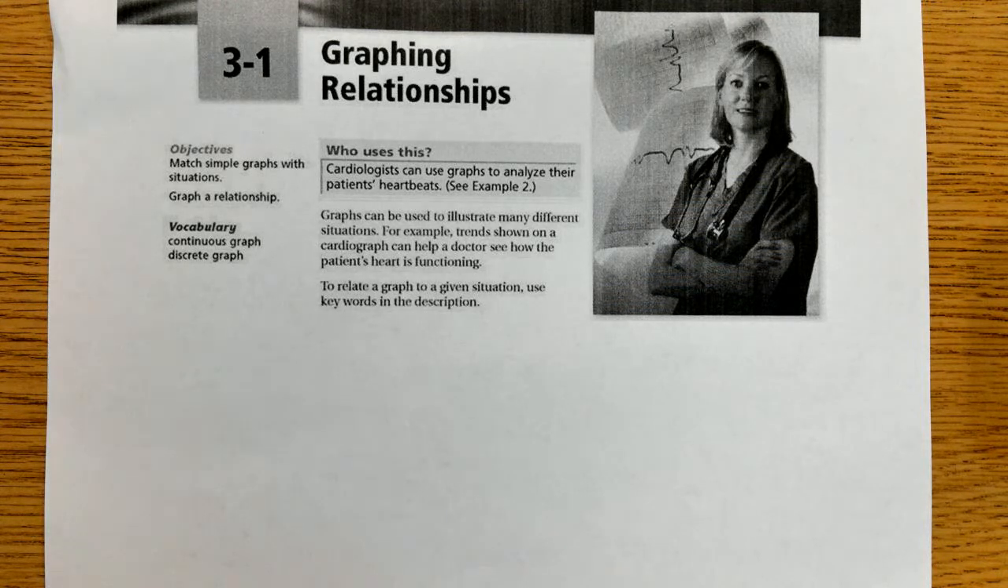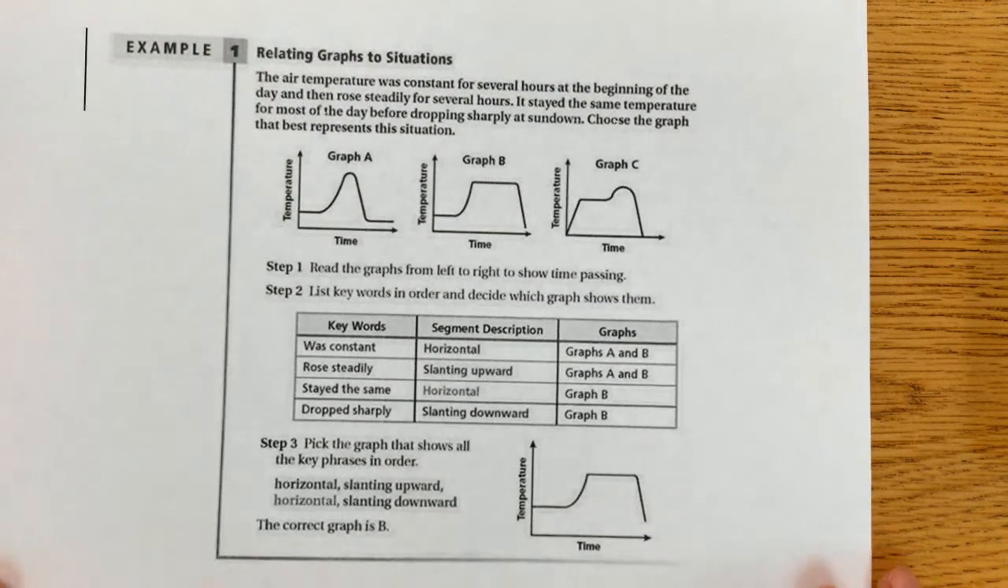For example, trends shown on a cardiograph can help a doctor see how the patient's heart is functioning. To relate a graph to a given situation, use keywords in the description. So we're going to be looking at different situations and figuring out how the two variables relate to each other. So we're going to start with example 1.